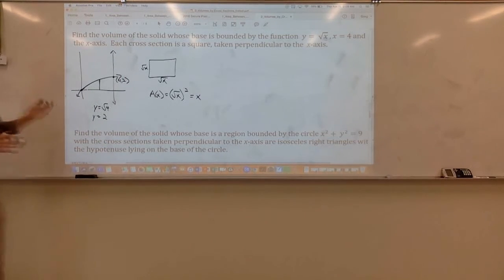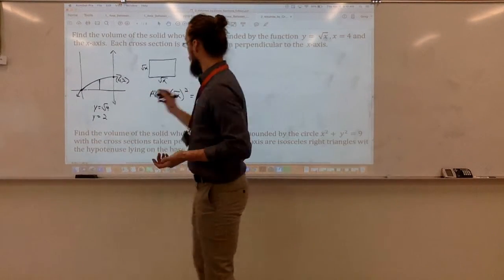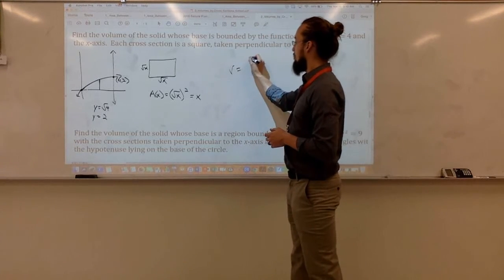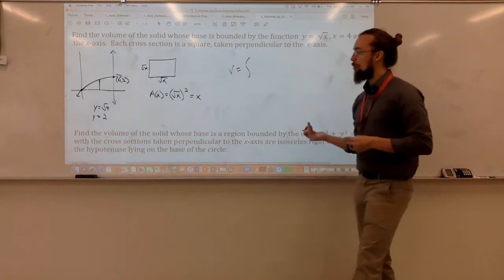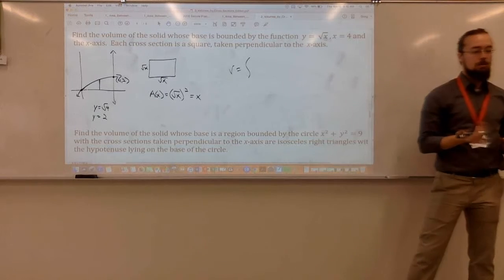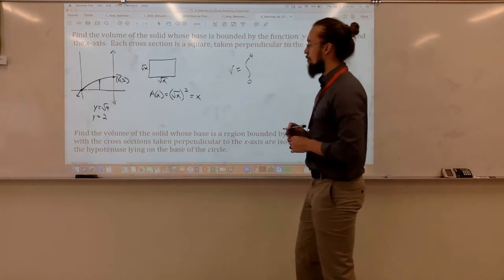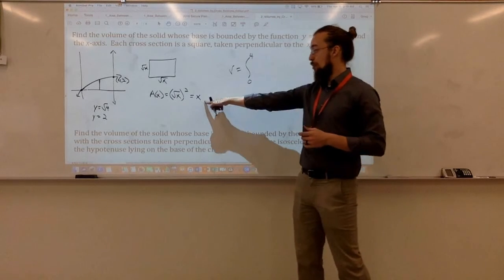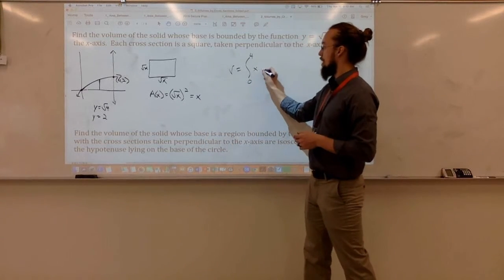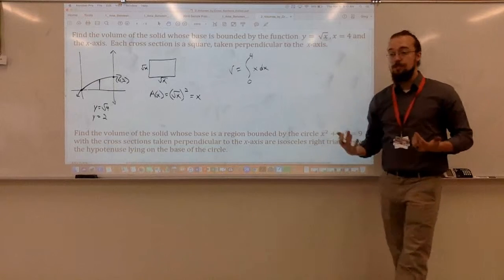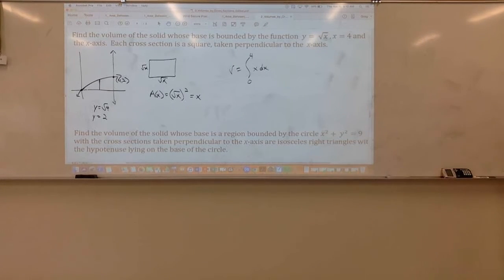So if I want to find the volume of this figure then, I'm going to take the integral. What will my bounds be? 0 and 4. So the volume from 0 to 4, and my area function is just x. Right? So this is the integral that will get me the volume of this figure.